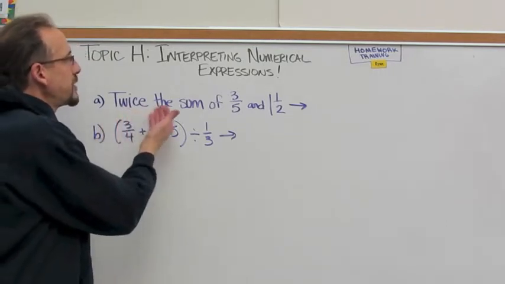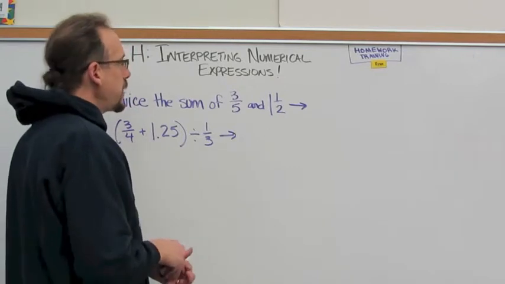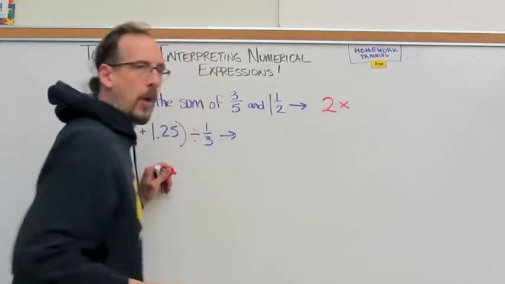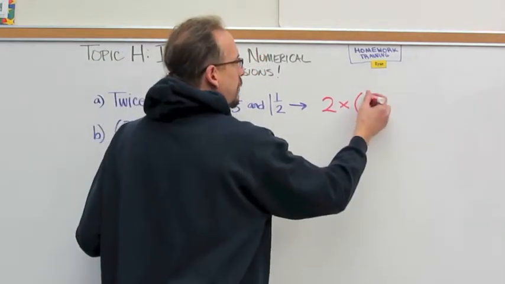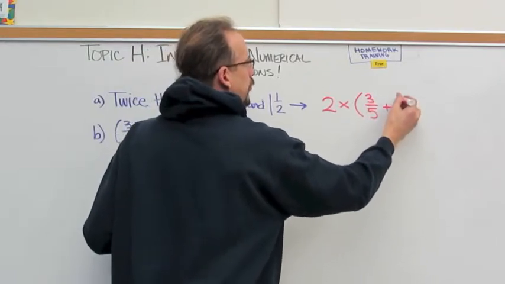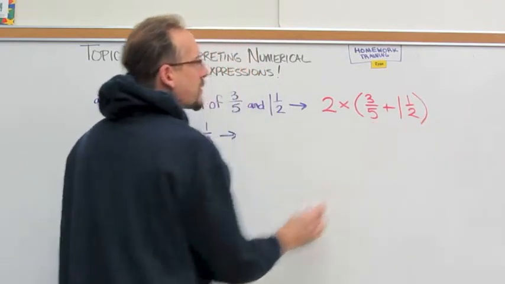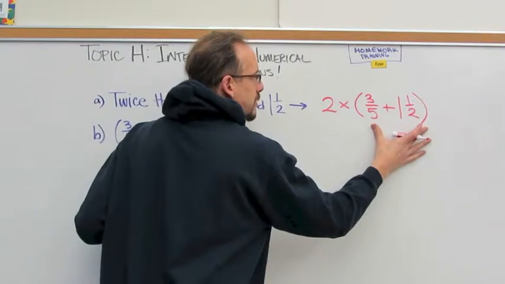So A says twice the sum of 3/5 and 1 1/2, which would mean this. Twice the sum means the answer to an addition problem. So I'm going to add those two things and put them in parentheses because it's twice the sum of all of this.